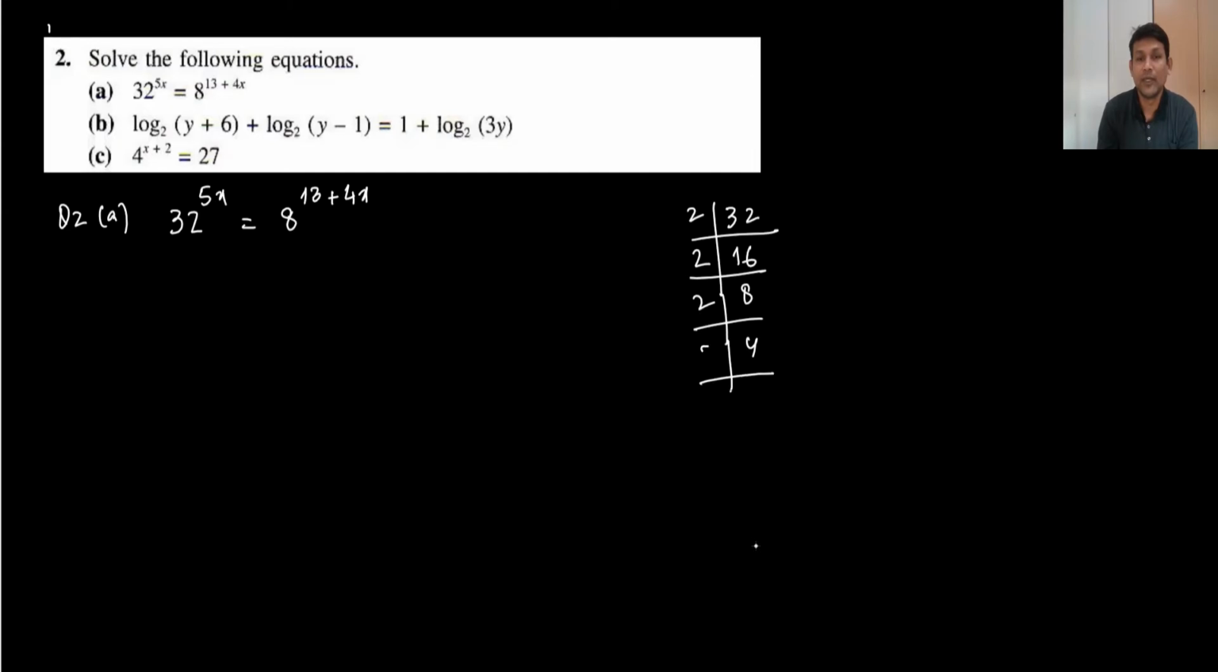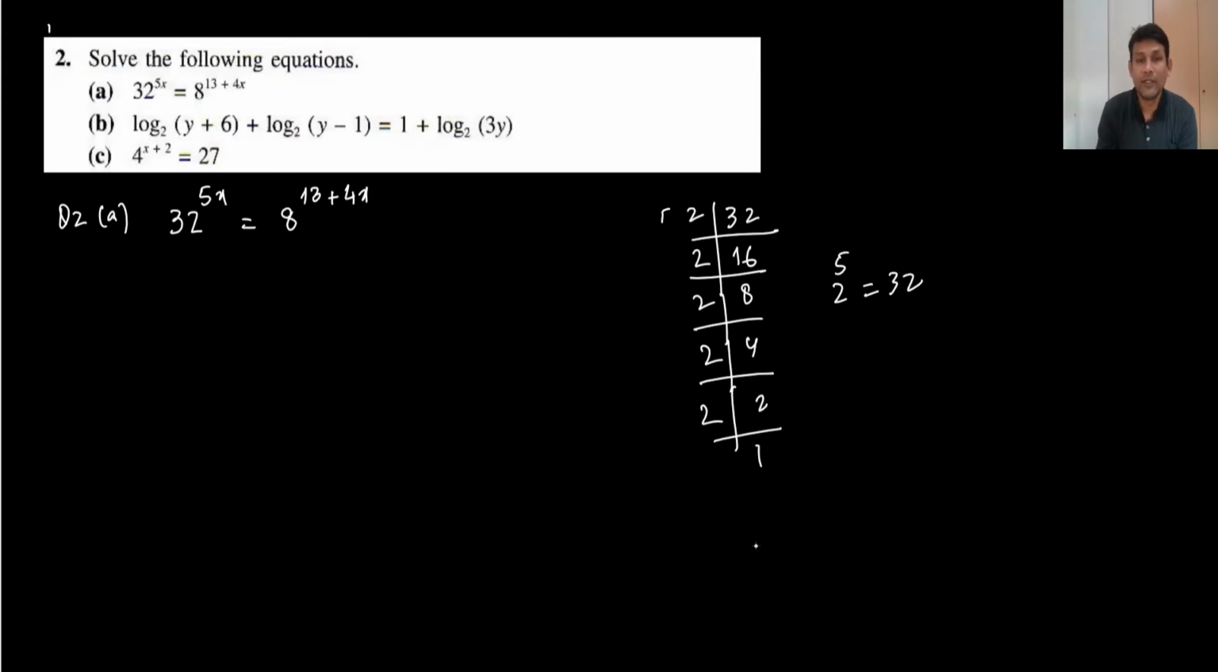First part, 32 power 5x and 8 power 13 plus 4x. In this situation, when the bases are not the same, can you make them the same base? Like power of 2? Power of 2 is very important. Power of 2 means the base should be 2. So 32, you can use a calculator, but this is the way: 2 times 1 is 2, 2 times 2, 2 times 4, 2 times 8, and 2 times 16. We can write 2 power 5 is equal to 32.